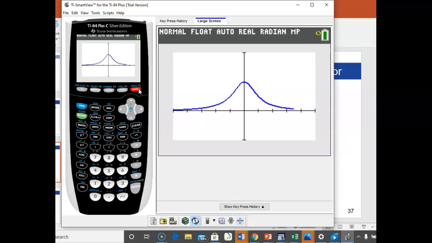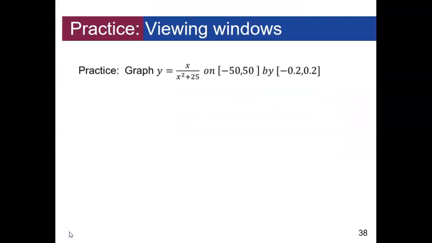And you can much more clearly see the characteristics of this graph. You can see its intercept clearer and how it's behaving here around the origin. So changing the window on your calculator is very important for you to be able to do. Okay, here's one that I would like for you to enter in your calculator and change your window. So this first coordinate is your X minimum and your X maximum. And then the second coordinate is your Y minimum and your Y maximum.